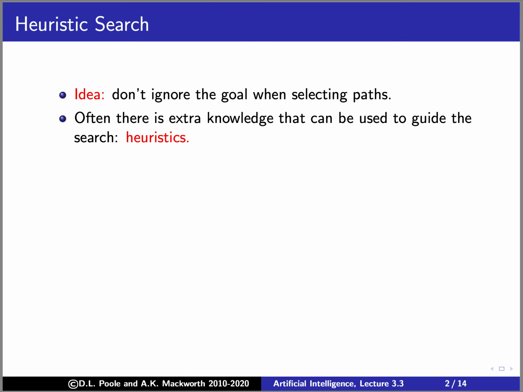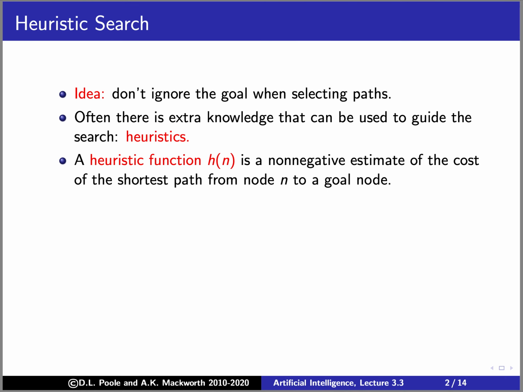Often we're going to use extra knowledge that can be used to guide the search. We're going to call these heuristics, any extra knowledge that we use. In particular, we're going to use a heuristic function. H of n is a non-negative estimate of the cost of the shortest path from node n to a goal node. So if I'm at node n, how close am I to the goal? That's what we're going to use as an estimate.